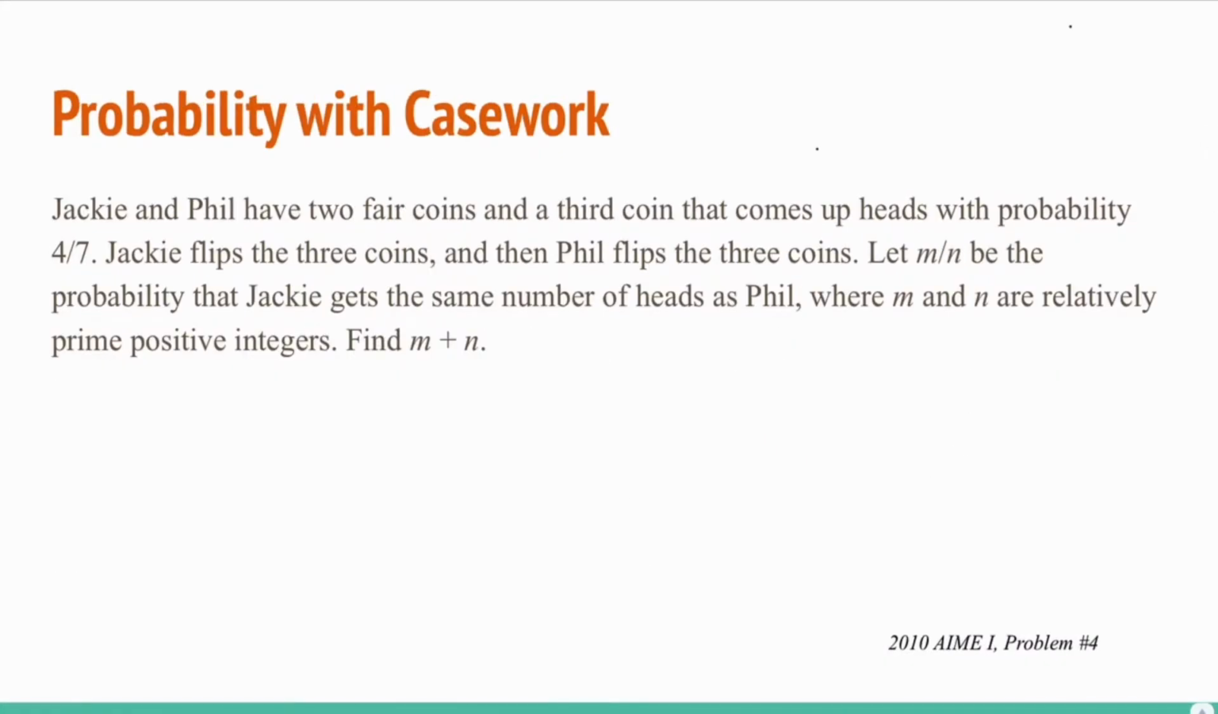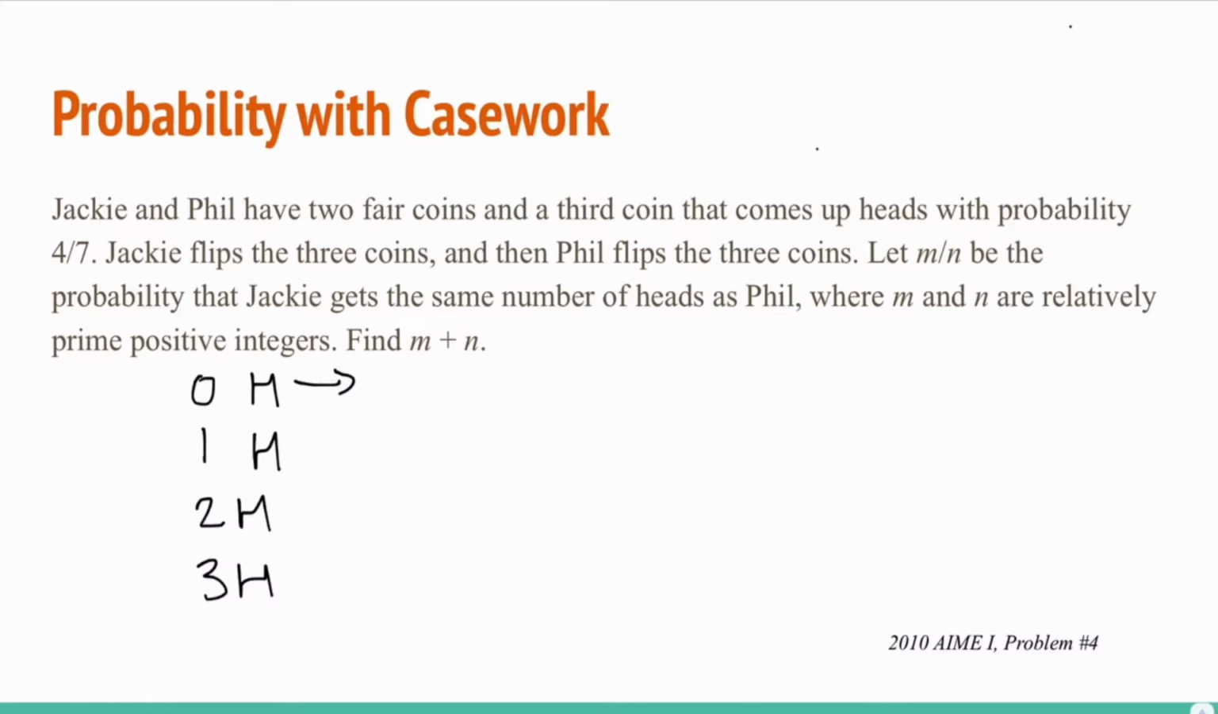Here's a probability problem that involves casework. Jackie and Phil have 2 fair coins and a third coin that comes up heads with probability 4/7. Jackie flips the 3 coins, and then Phil flips the 3 coins. Let m/n be the probability that Jackie gets the same number of heads as Phil, where m and n are relatively prime positive integers. Find m plus n. Let's break this problem into 4 cases, where there's 0 heads, 1 head, 2 heads, and 3 heads.